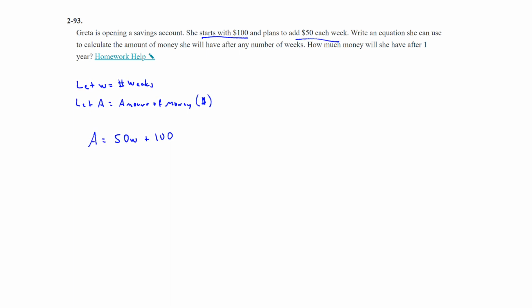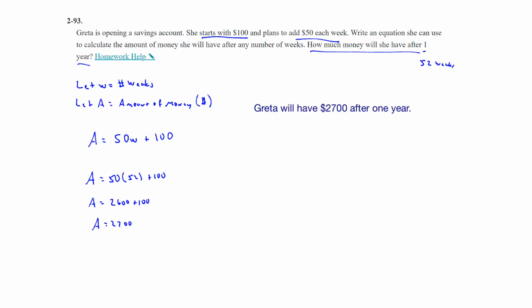And then how much money will she have after 1 year? Well, how many weeks are in a year? That's 52 weeks in a year. So how much money will we have? We have to take 50 times 52 and then add 100 to that. So we get 2,600 plus 100, and that is 2,700. So make sure we answer the question, how much money will she have after 1 year? Greta will have $2,700 after 1 year. So once again, make sure you're always answering that question and also labeling the $2,700.